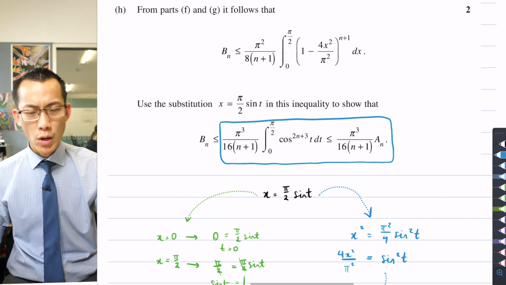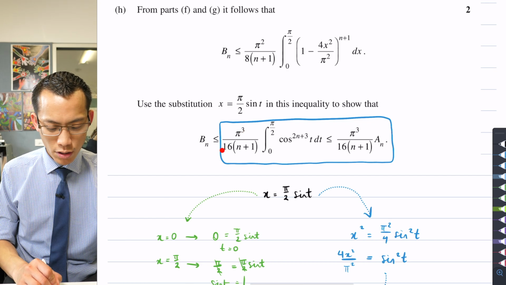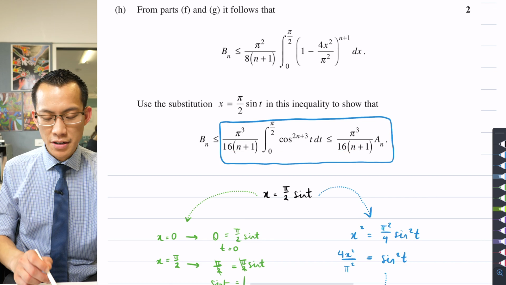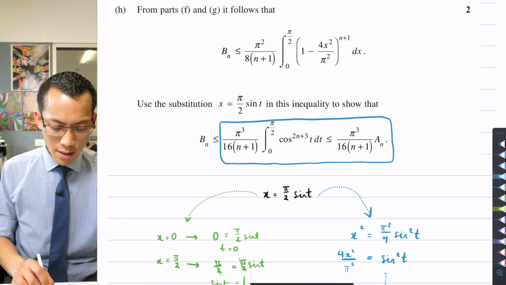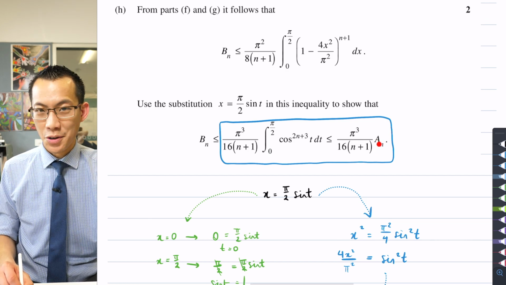So you're like, what's happening? Well, in the first instance, what I can say is, look, the pi cubed on 16n plus 1 is the same here and here. So I'm actually just going to momentarily disregard it, okay? Then you've just got this integral in here, and an comes back, right? I haven't dealt with that for a while.